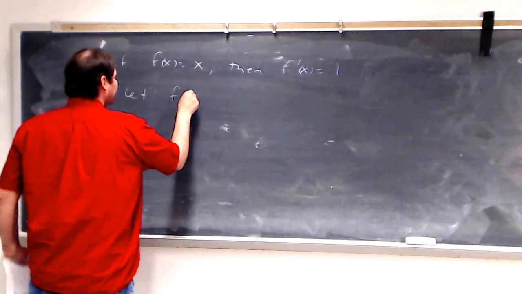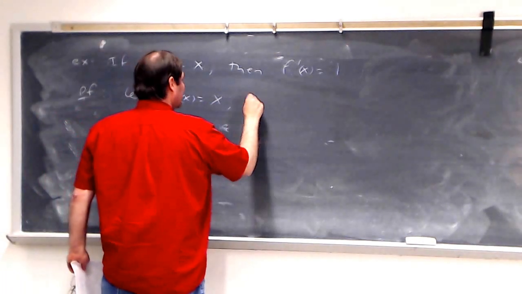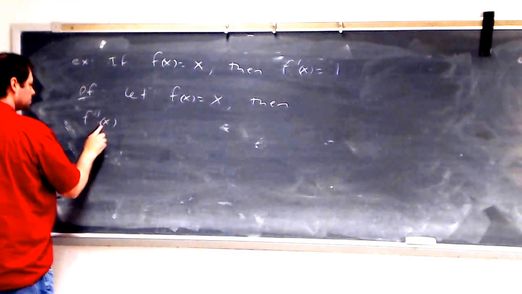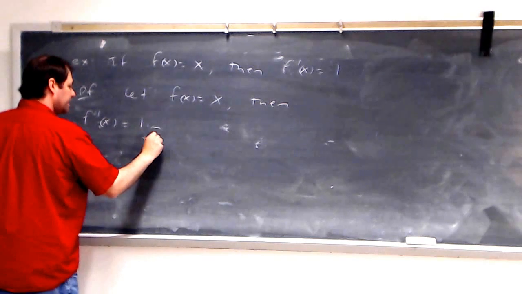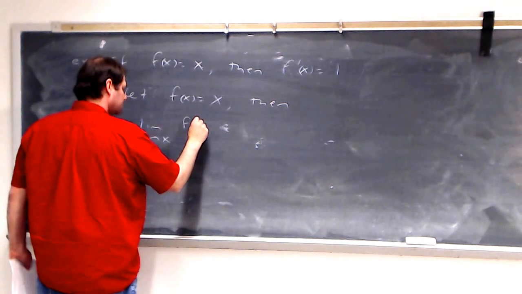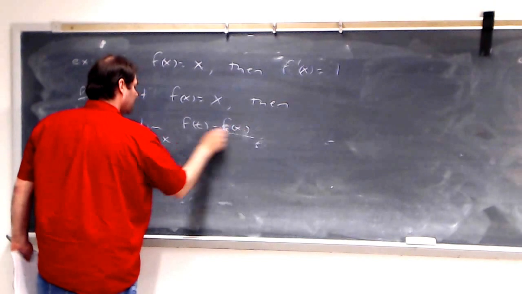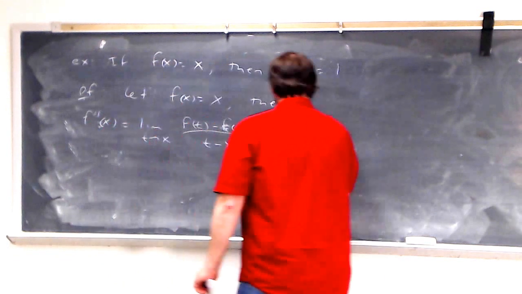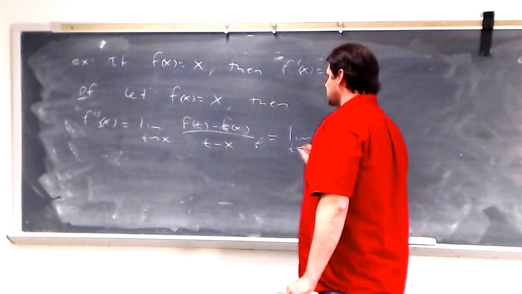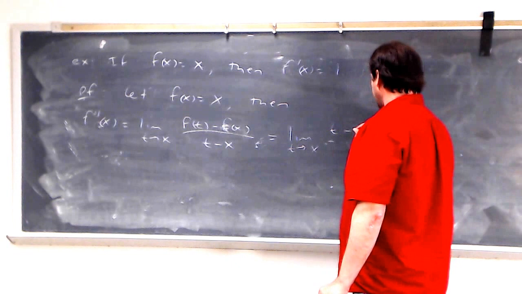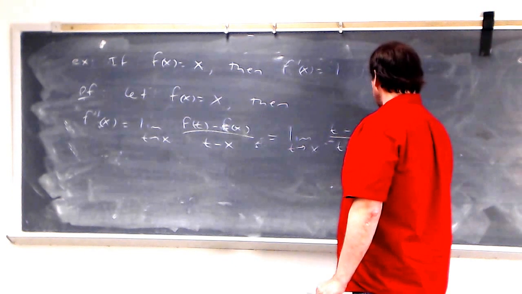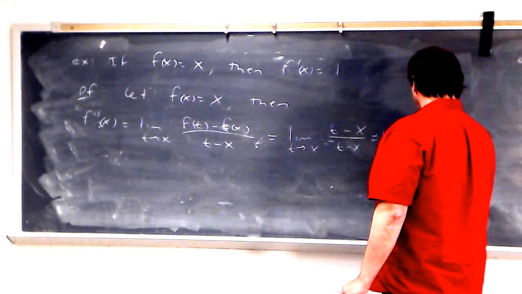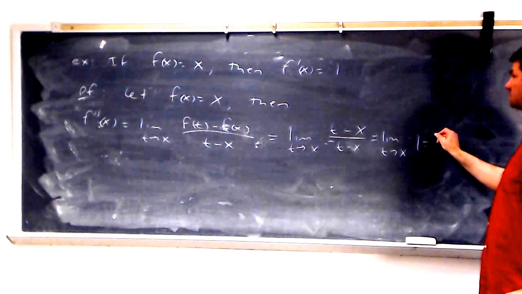We let f of x be equal to x. Then f prime of x is equal to the limit as t goes to x of f of t minus f of x all over t minus x, which is equal to the limit as t goes to x. Now f of t in this situation would just be t, minus f of x, which is x, all over t minus x, which equals the limit as t goes to x of 1, and that equals 1.